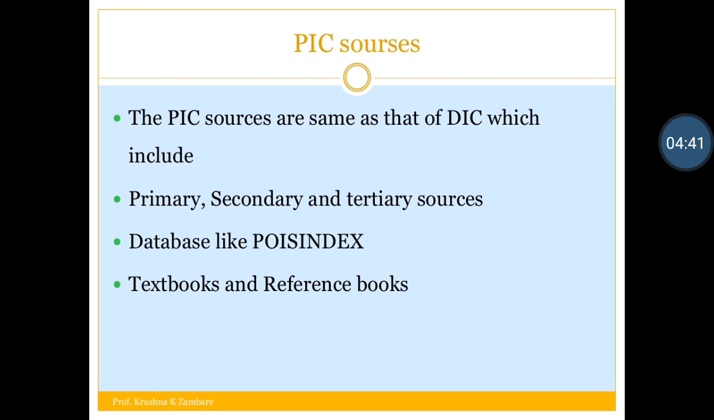And POISINDEX, then different types of textbooks like pharmacology textbooks, pharmacy practice textbooks, adverse drug reaction books and other reference books. From these we can take the sources. The poison information center collects the information from primary, secondary and tertiary sources.